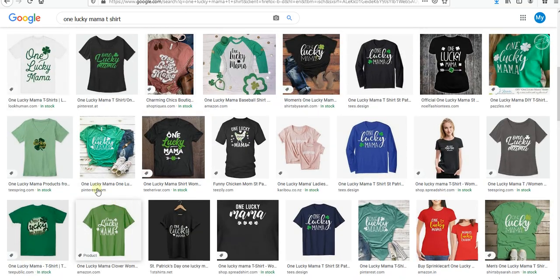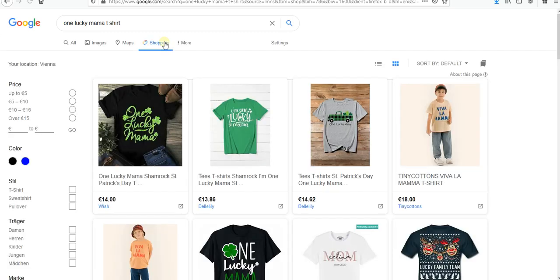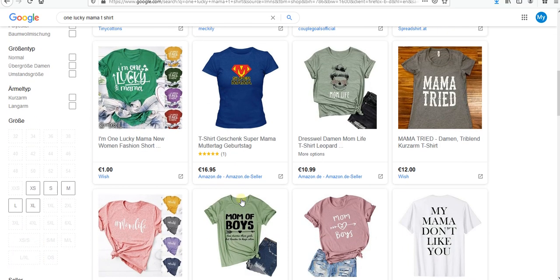So I can spy like this: I go to Google and go to images, or you can go to shopping, because some people go first on shopping and then search on Google. Here I can also find a lot of variations. This is a new one, they use the leaf. I like that so much. And here also a Superman, "Super Mama."